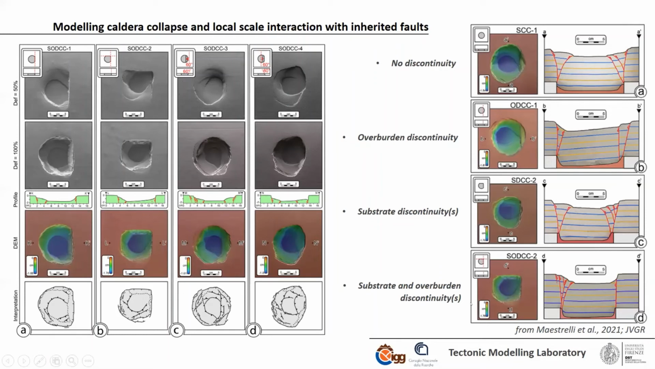Most important is the last case, where you have discontinuities both in the overburden and in the substrate, because you have straight rectilinear sides in correspondence of the reactivated structure, but in some portion of the caldera you don't have the reverse fault system. This is quite clear in the cross section, where you have the inherited structures and you lack the reverse fault, likely because the inherited structures are promptly reactivated during the collapse, and this inhibits the formation of the reverse fault in the middle of the caldera.